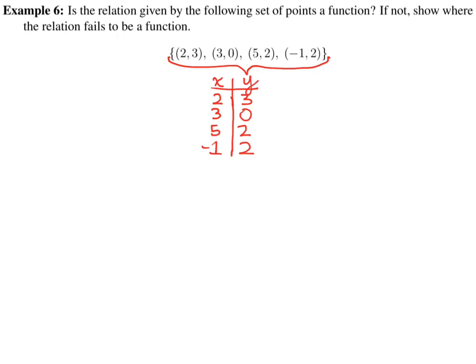When x is 2, y is 3. When x is 3, y is 0. When x is 5, y is 2. When x is negative 1, y is 2. That actually totally works. That is a function. A lot of students get a little confused at first because they see a couple times that y is 2, but it's not really about the y values. It's about the x values not matching to different y values. If the y value is hit twice, that's fine, not a problem.